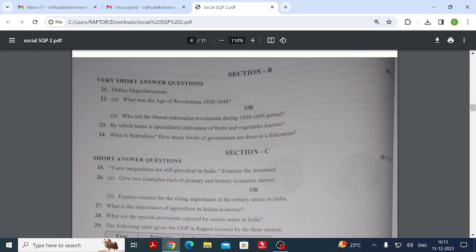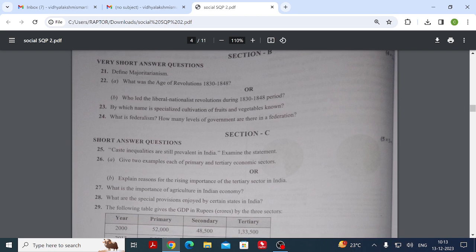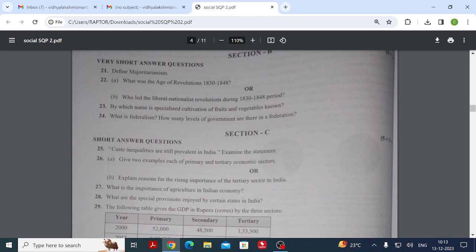You know what is majoritarianism? What is majoritarianism? Imposing the will of majority.